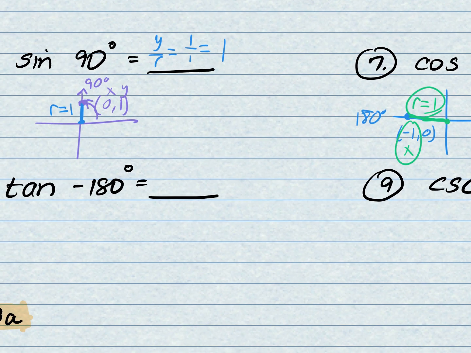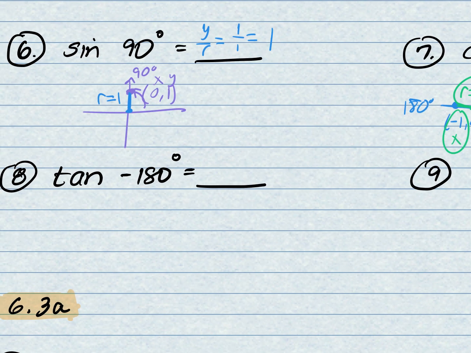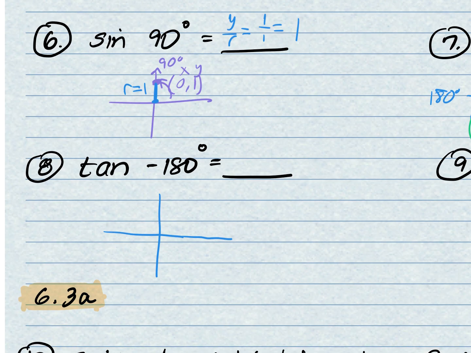All right, so the next one, we have tangent of -180 degrees. It's negative, no big deal, but if you're someone that doesn't like negatives, how can you make it a positive? Yeah, right, you can add 360 to it. In this case, that's just going to get you 180. Same exact thing, right? Whether you go backwards 180 degrees or forwards 180 degrees, you still end up at the same spot.